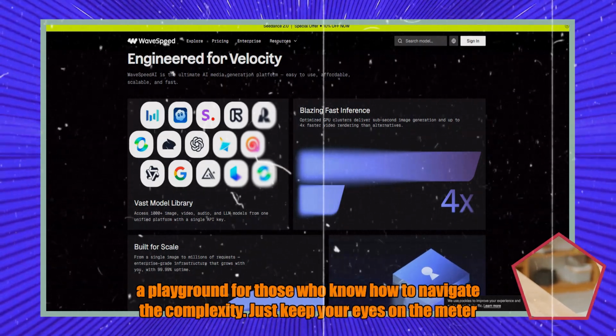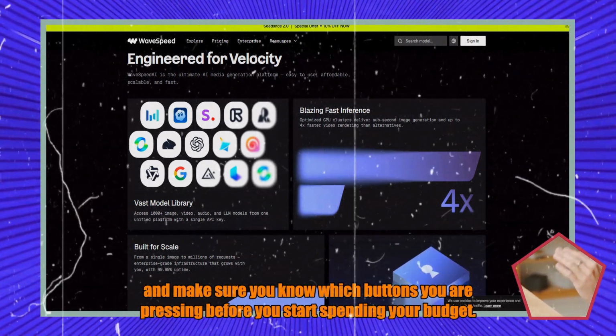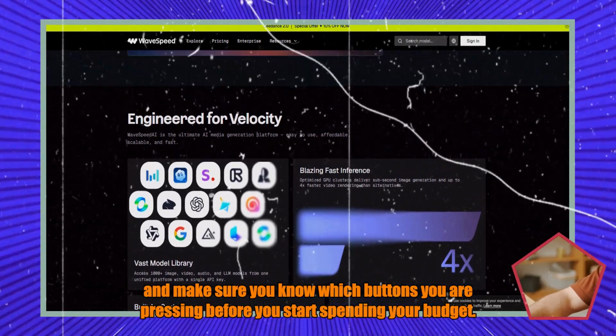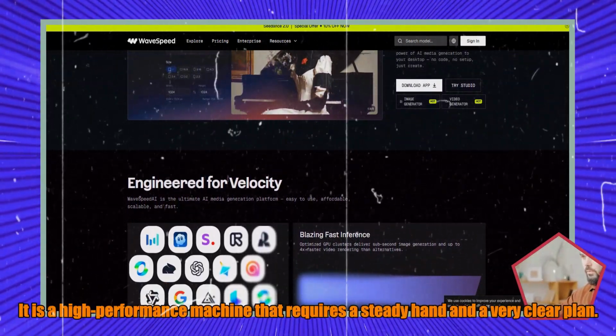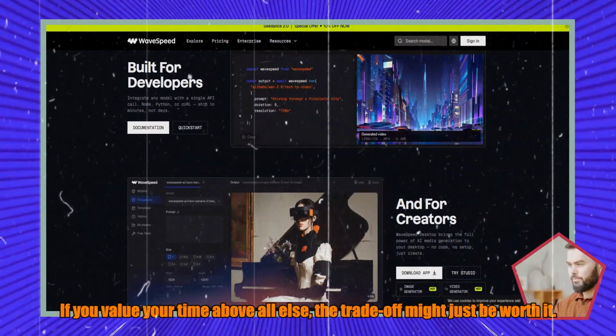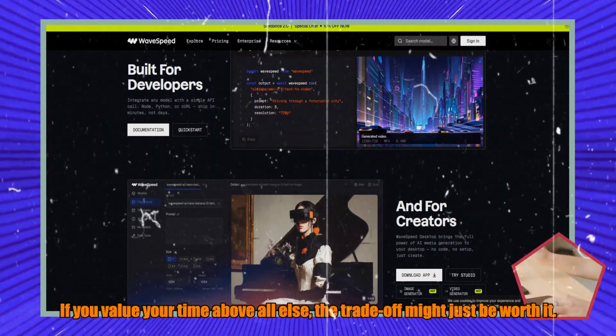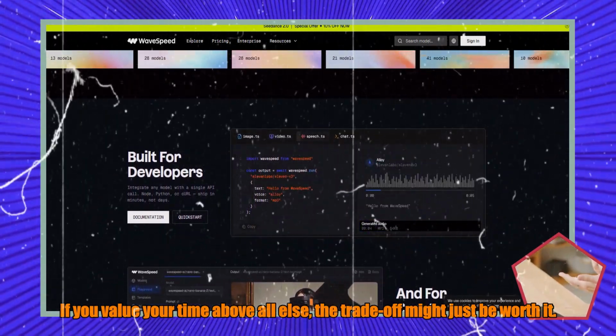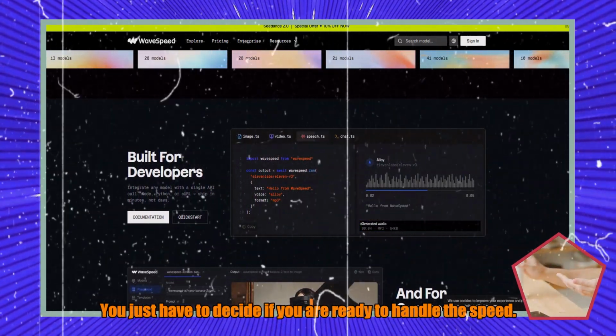Just keep your eyes on the meter and make sure you know which buttons you are pressing before you start spending your budget. It is a high-performance machine that requires a steady hand and a very clear plan. If you value your time above all else, the trade-off might just be worth it. You just have to decide if you are ready to handle the speed.